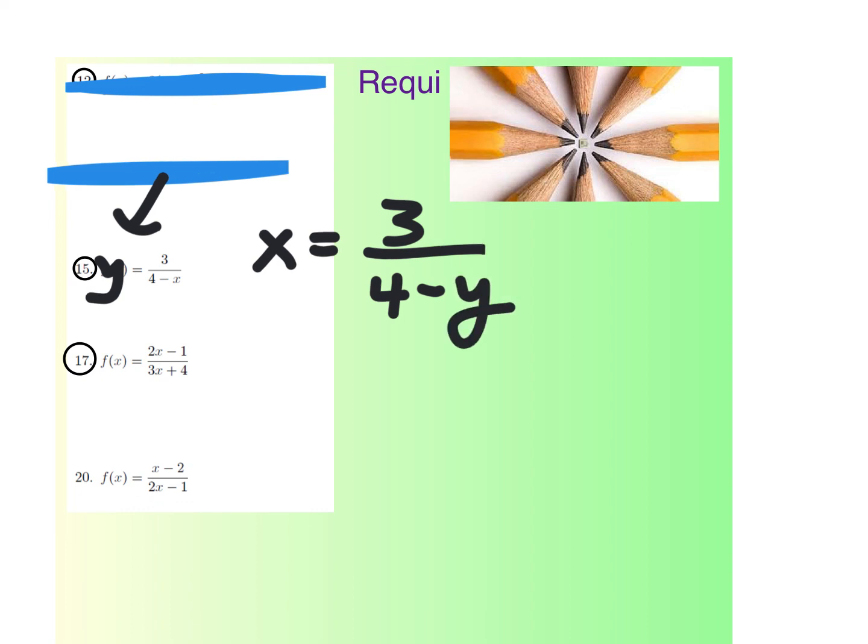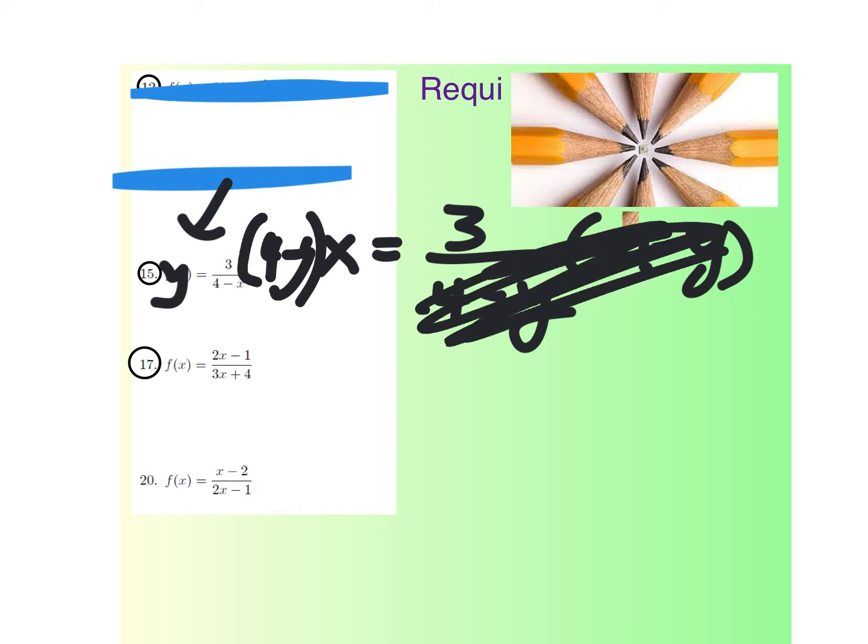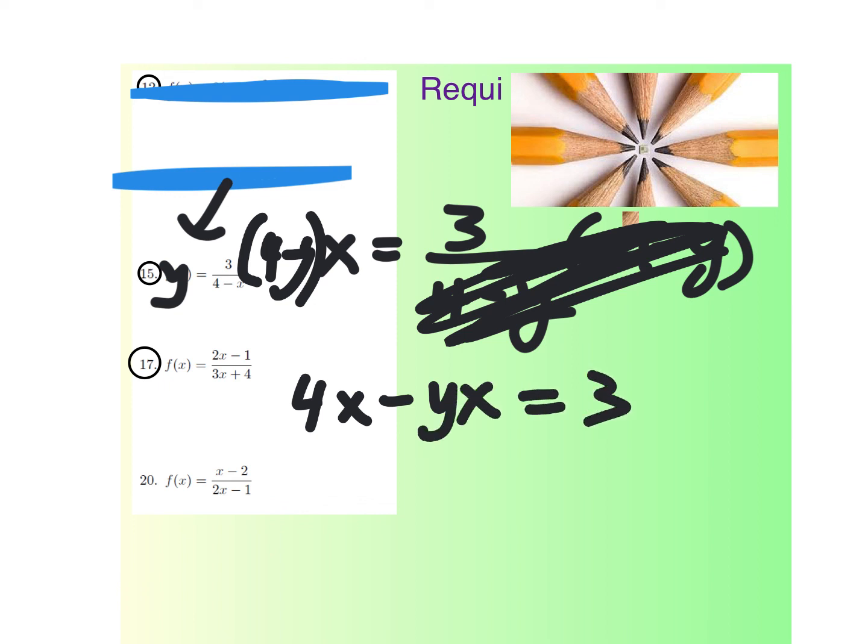Now, first rule is if you can factor it, you should. Can you factor it at this moment? No. Second rule is, can you clear fractions out? Is there a fraction? Yeah. Can I clear it? Yeah, I can multiply by what? 4 minus y on both sides. That cancels that. That got messy, but I'm going to write it out. 4x minus yx is equal to 3.